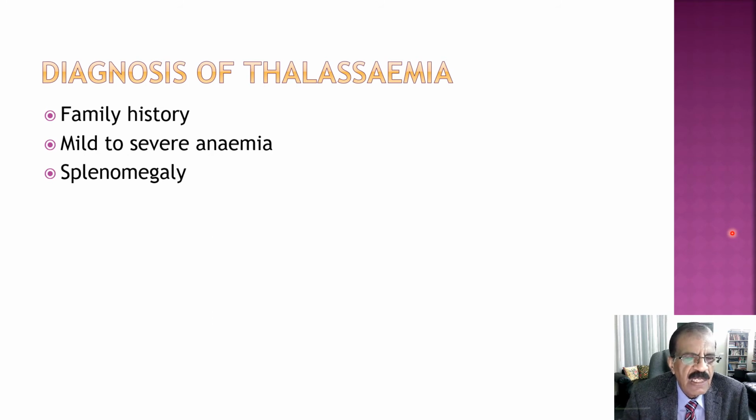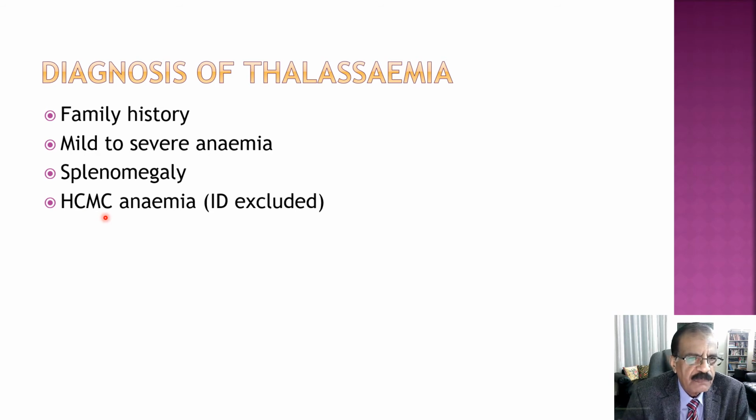Splenomegaly may be present. There is much more prominent splenomegaly in thalassemia major, but some splenomegaly may be present in thalassemia minor also. Then there would be hypochromic microcytic picture on CBC. The commonest cause of hypochromic microcytic picture is iron deficiency. So I think we need to rule out iron deficiency before we proceed further with the investigation of thalassemia. Iron deficiency remains a very important, very common cause. You would have some idea on the CBC.